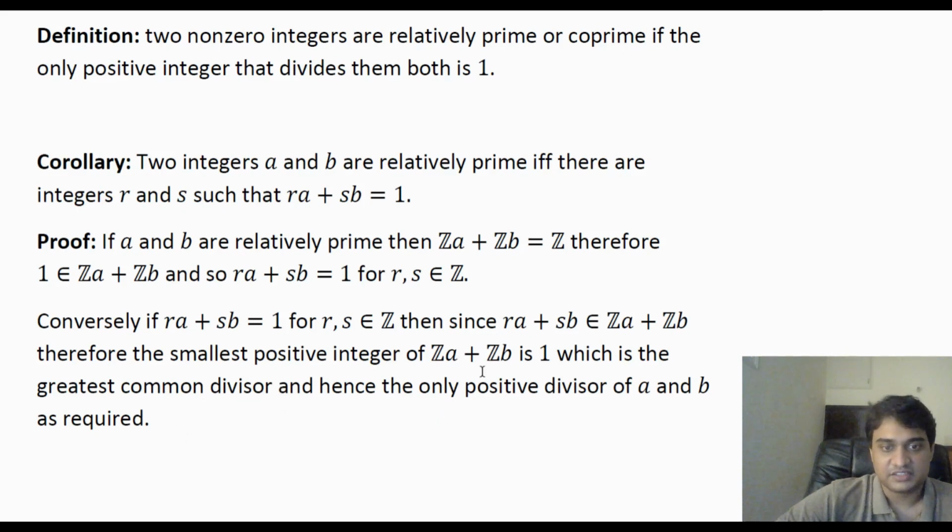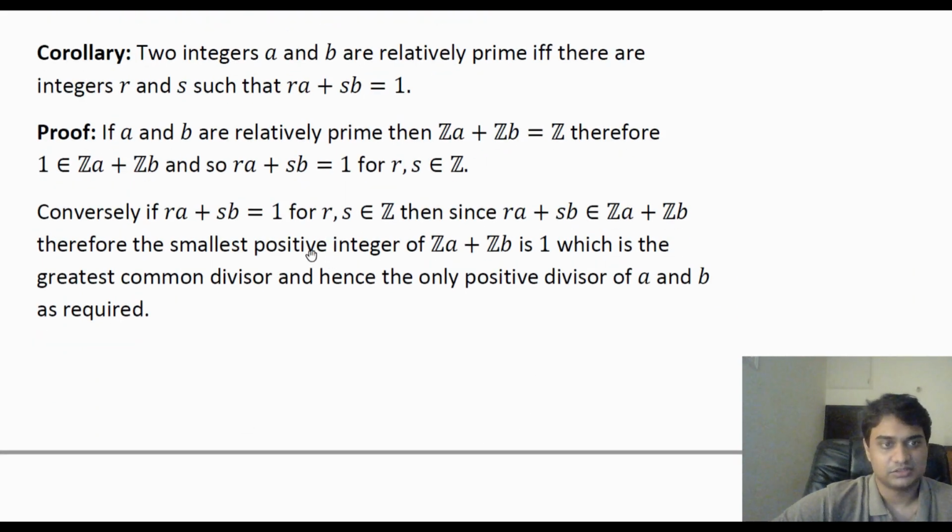And since the smallest positive integer of this set is also the greatest common divisor of a and b, 1 is the greatest common divisor, and hence the only positive divisor of a and b, as required, right? So it's quite a simple proof.